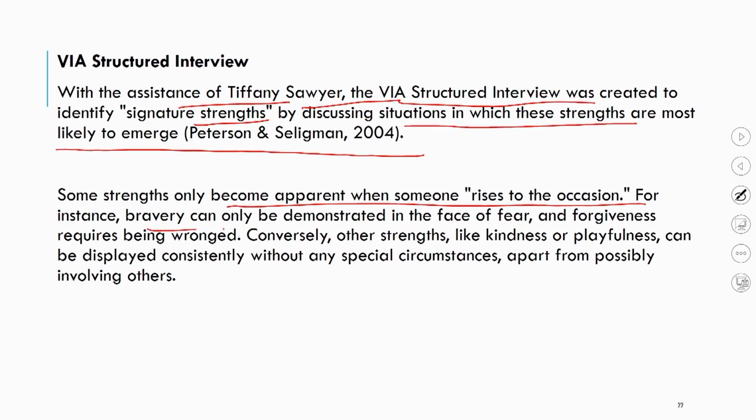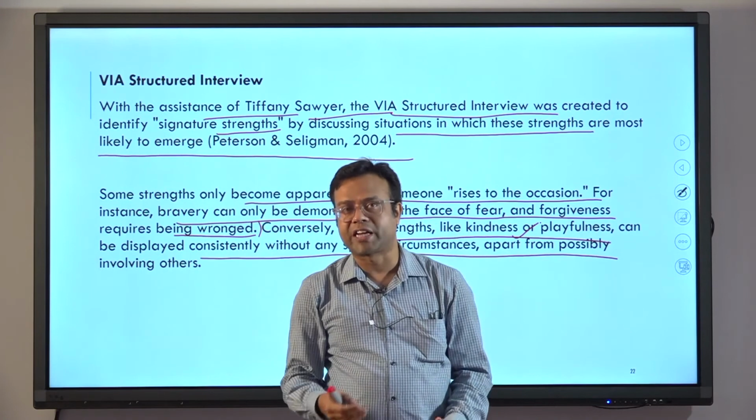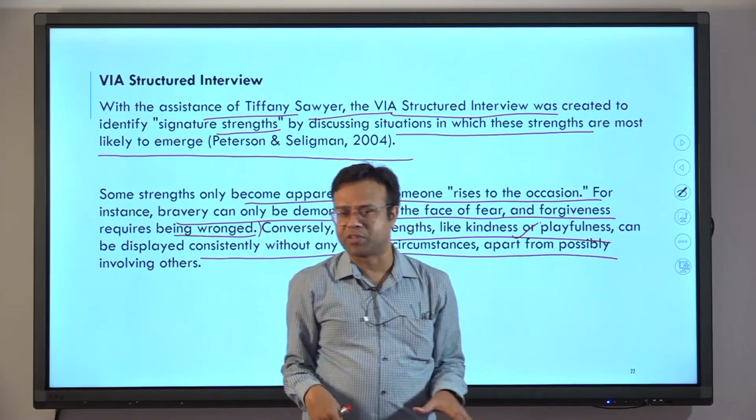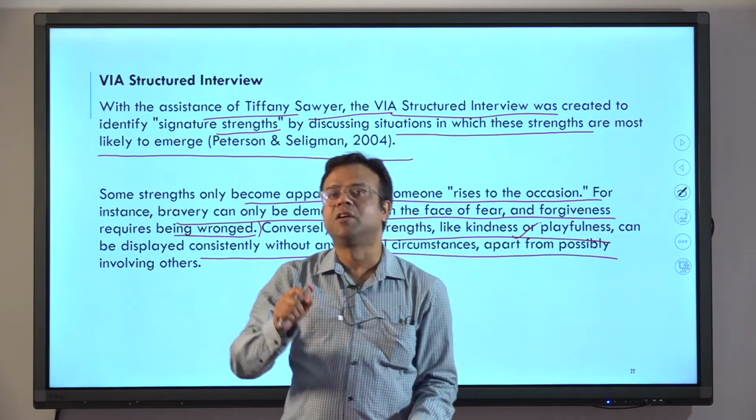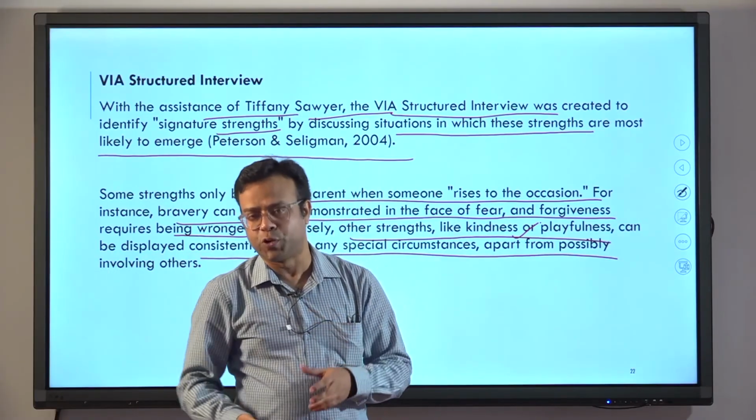For instance, bravery can only be demonstrated in the face of fear, and forgiveness is required only when somebody has wronged you. Only then does forgiveness become important. For other situations, this may not get expressed. Conversely, other strengths like kindness or playfulness can be displayed consistently without any specific circumstances. Some strengths like kindness may be generally experienced or expressed by people in normal day-to-day circumstances. Some specific strengths require extraordinary situations.